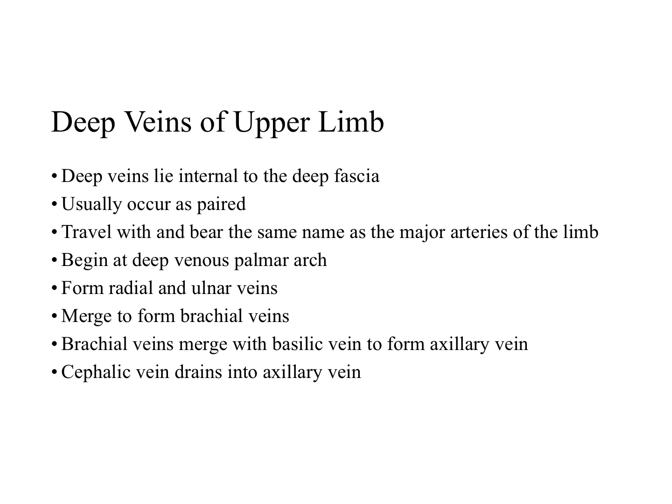Deep veins of the upper limb lie internal to the deep fascia. So in contrast to the superficial veins, they usually occur as paired veins that travel with or bear the same name as the major arteries of the limb. These deep veins begin at the deep venous palmar arch. They form radial and ulnar veins. They merge to form brachial veins, and then the brachial veins merge with the basilic vein to form the axillary vein. And then the cephalic vein drains into the axillary vein in the axilla.